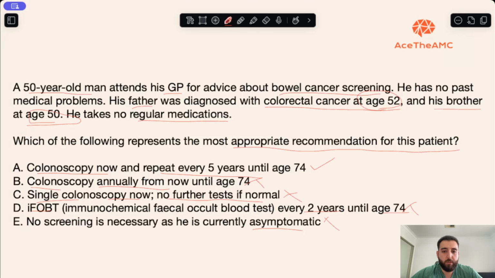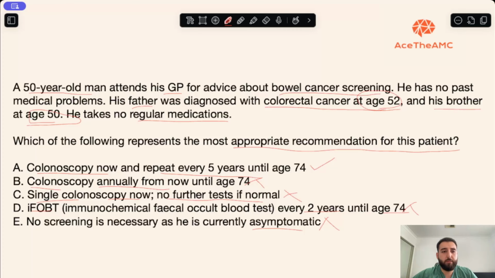Option E, no screening is necessary as he is currently asymptomatic. This is wrong, and it's simply a trap because screening is specifically for asymptomatic people. Saying we're not going to screen this patient because he's not showing any symptoms is a fundamental misunderstanding of why we do screening in the first place. Especially in regards to our stem and the patient that we have, it would be very negligent to not offer screening in this case. I hope you guys gained a lot from this breakdown.